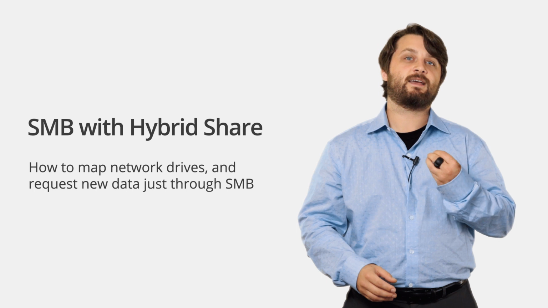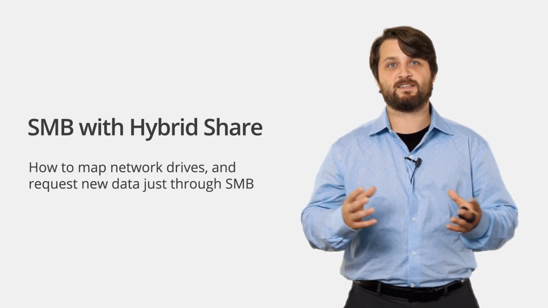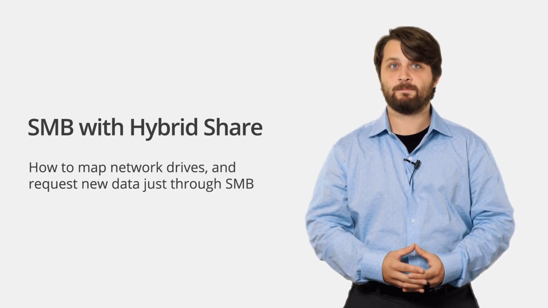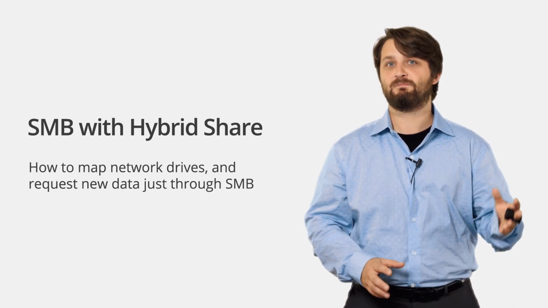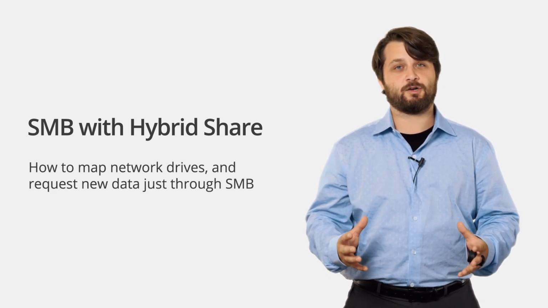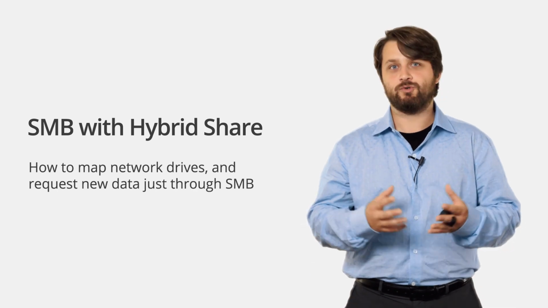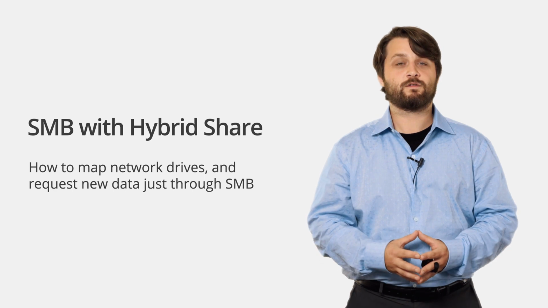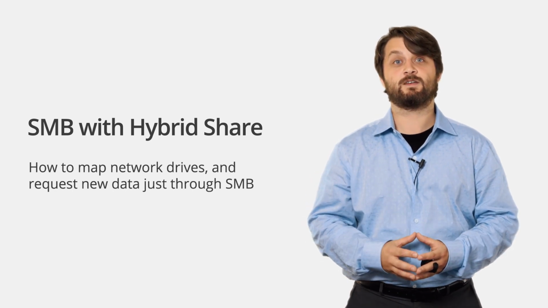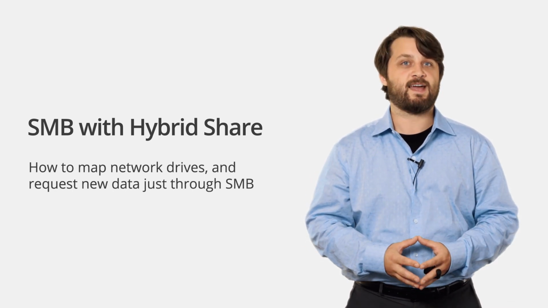Now that our end users are all logged in, they can begin utilizing hybrid share through SMB, just mapping some network drives on Windows, for example. So we're going to show you how to map the network drives and request new data just through SMB. And what's really awesome about this integration is if your end users are used to using a file server in a normal Windows environment, the learning curve for this is completely minimal. It's like using any other file server.